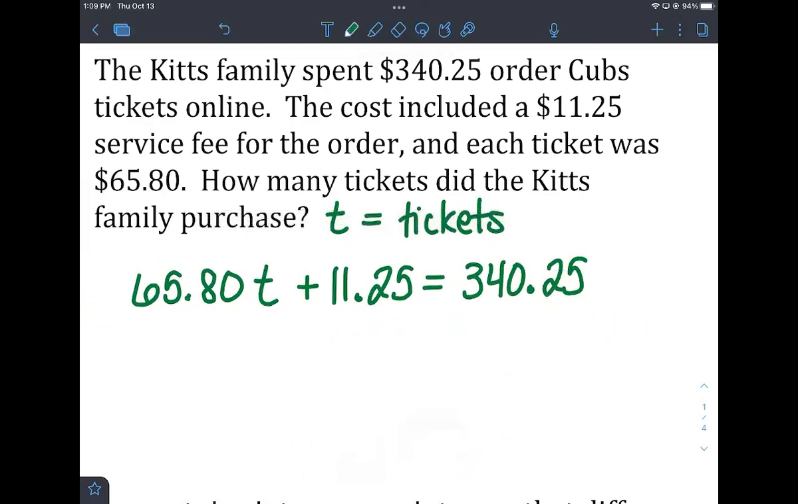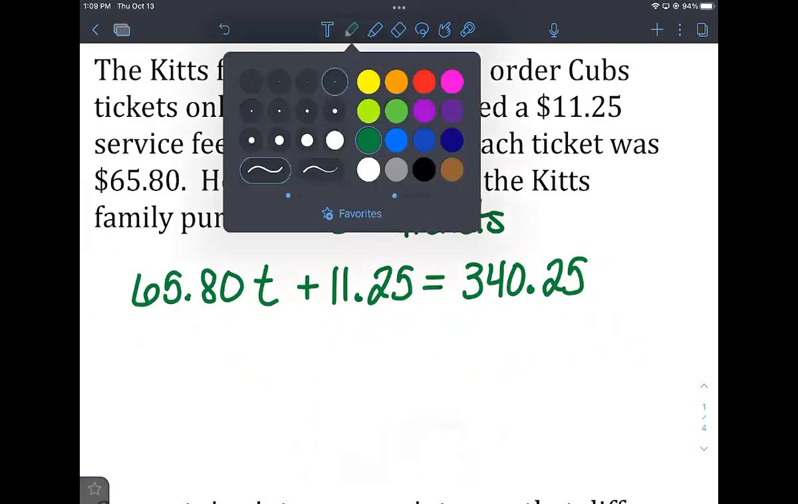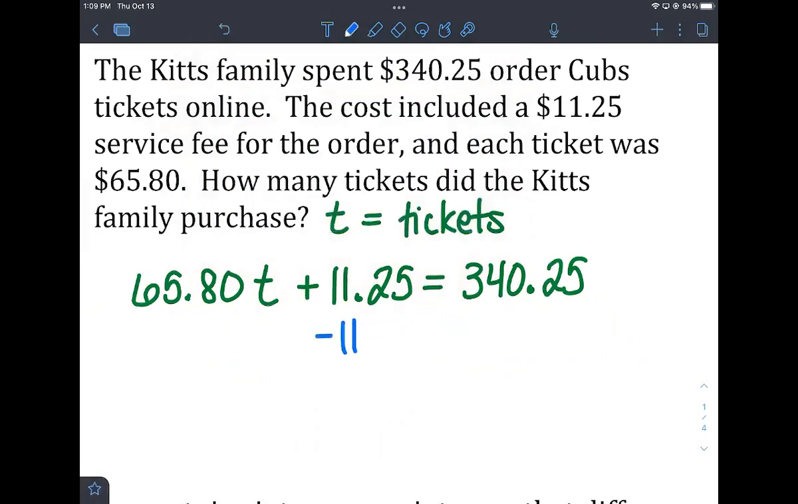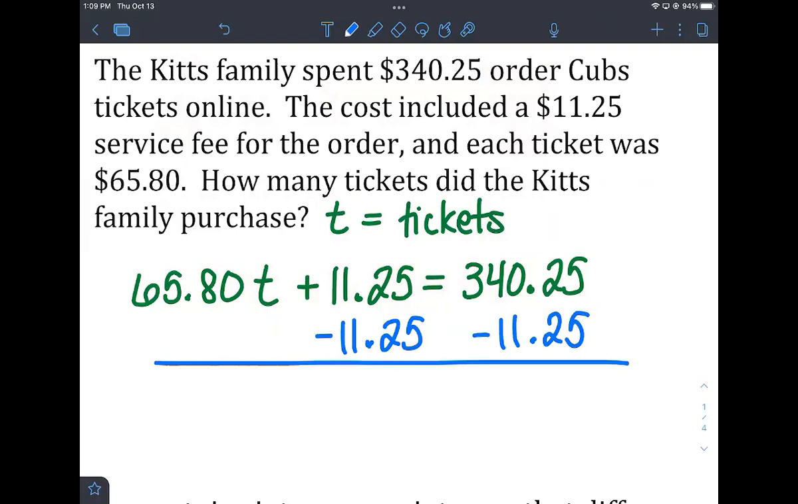All right. What's our constant term that we need to try to get rid of here, Brian? Okay, let's get rid of it. Let's subtract 11.25. This, by the way, is just your typical two-step equation, but it has decimals. But you can use a calculator, so it's really not that big of an issue. Brian, what do you get when you subtract $11.25 from $340.25? Yeah, so $329. If you take away the convenience fee or service fee, they spent $329 on those tickets, and each of them cost $65.80.